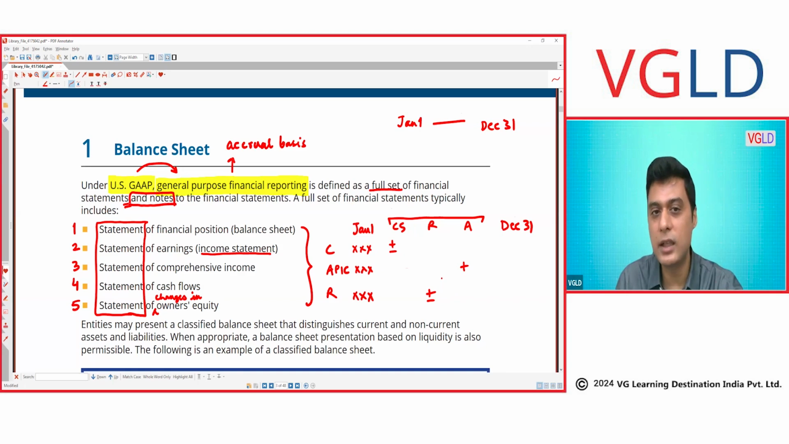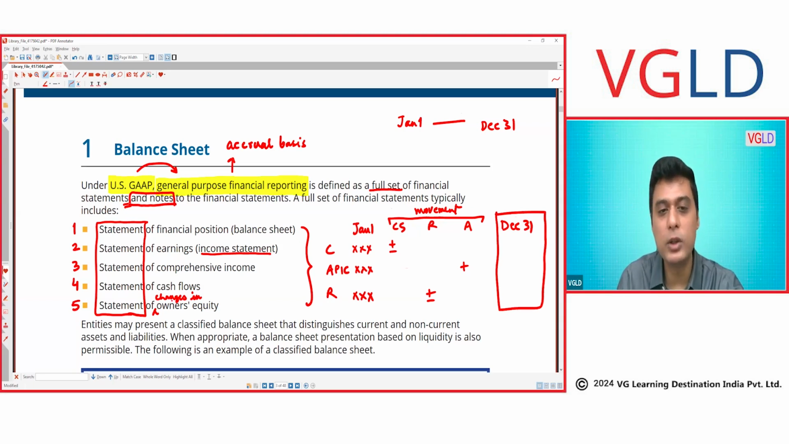This is not just the statement of owner's equity. This is a statement of changes in owner's equity because we are also showing the movement here, the plus and minus, what movement happened during the year. And if it was statement of owner's equity only, then we would have to show only this column. So this is actually the statement of changes in owner's equity, which you have to present.